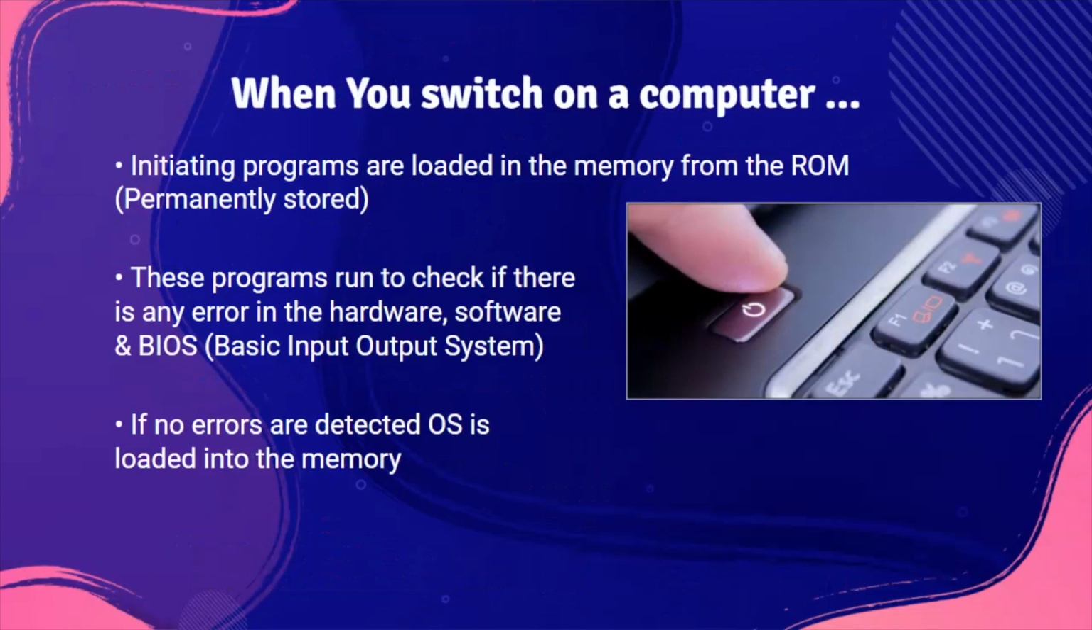What happens when you switch on a computer? Initially, programs are loaded into the memory from the ROM, which stores memory permanently even when the computer is turned off. These programs run to check if there is any error in the hardware, software, or BIOS, basic input output system. If no errors are detected, OS is loaded into the memory.